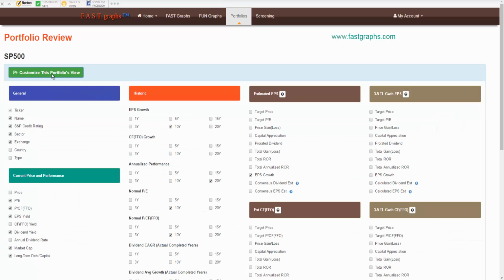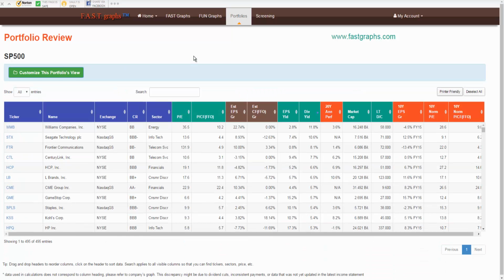Now, you have several options of how you can customize these portfolio reviews, just like you do with your own personal portfolios that you have drawn. And I've created a version here that I utilize personally that's focused on certain valuation markers that I consider essential and that I like to look at when I'm first looking for a stock. So those are the PE ratio, the price to cash flow, estimated earnings growth, estimated cash flow growth, the very important earnings yield, and dividend yield. Now, there are a lot of other categories, for example, market cap, long-term debt, credit ratings, etc.